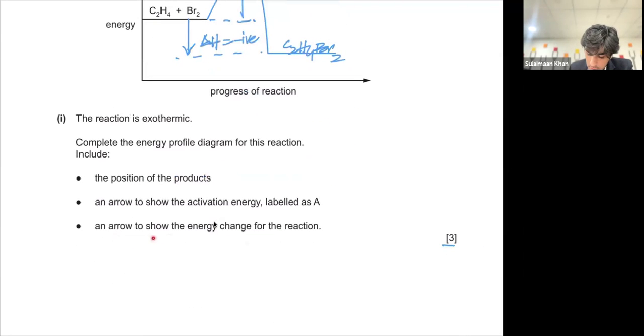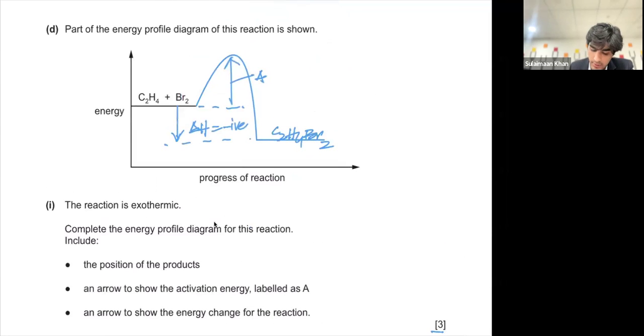And it says an arrow to show the energy change for the reaction. We know that the overall energy change is called the enthalpy change, and that's the arrow for it. Done, everybody.